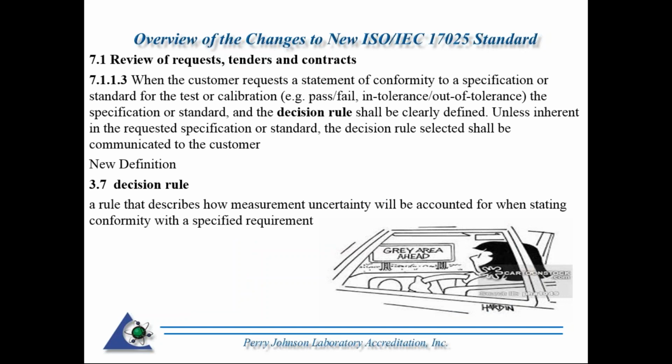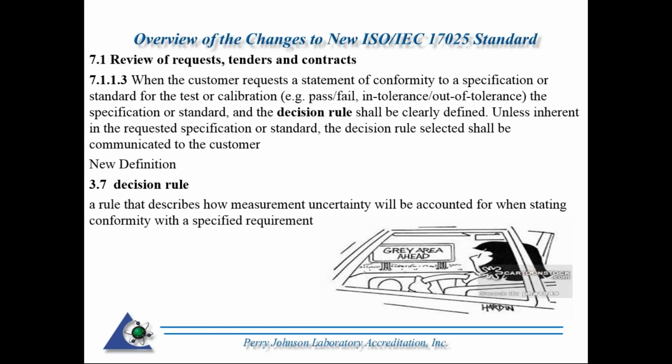Okay, 7.1. This is a section on review of requests, tenders and contracts. And a new concept, it's not actually a new concept, it's a new term that pops up in the new standard. It's called a decision rule. It's actually been in the old standard, but it was referred to as taking uncertainty into account is basically the best way I can describe it. So actually it appears here, not first in reporting the results. It appears here in section 7.1, review of requests, tenders and contracts.